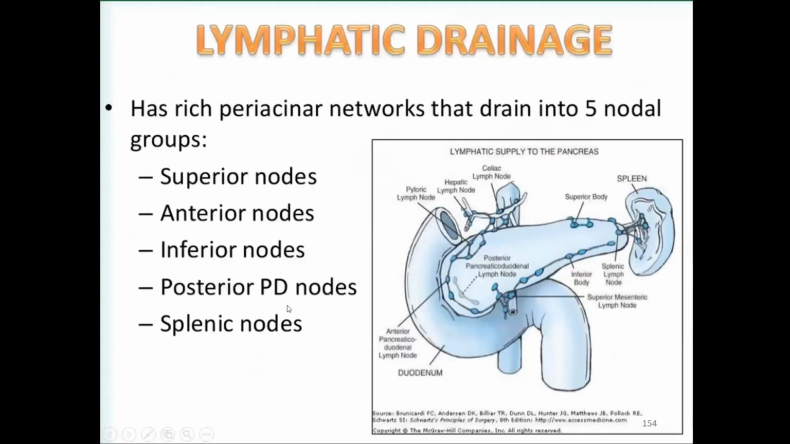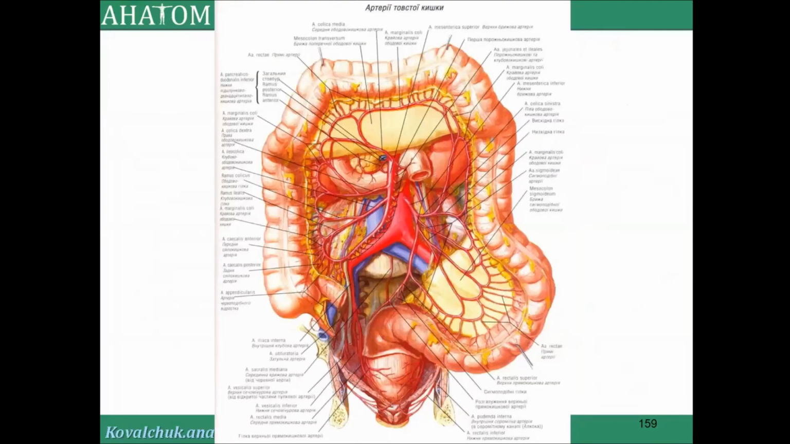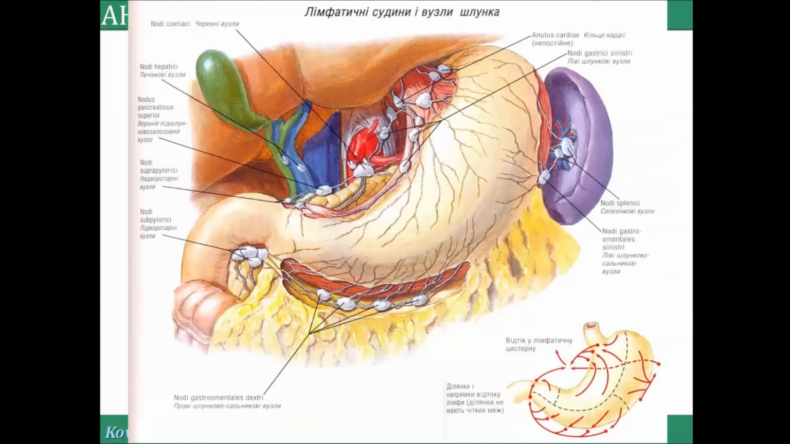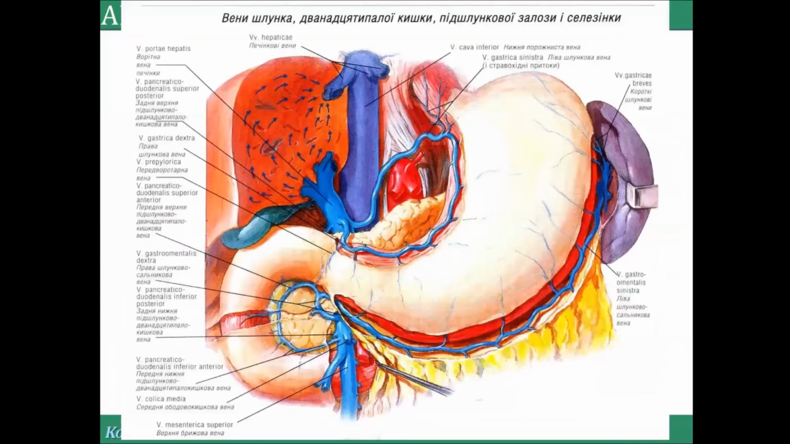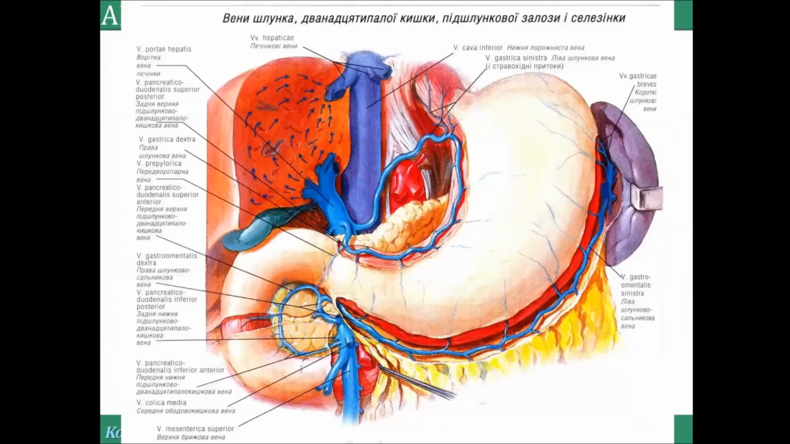And lymphatic drainage is for all organs in the digestive tract. It's not only vascularization and innervation, it's lymph drainage too, very important. For example, for the pancreas, the superior, anterior, inferior, posterior, and splenic nodes are located near these very important organs. And a big portion of lymph nodes are located between the stomach, small and large intestine, and internal organs in the other parts.